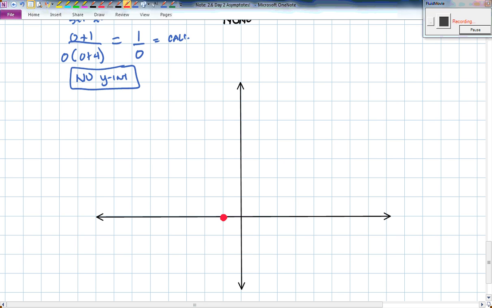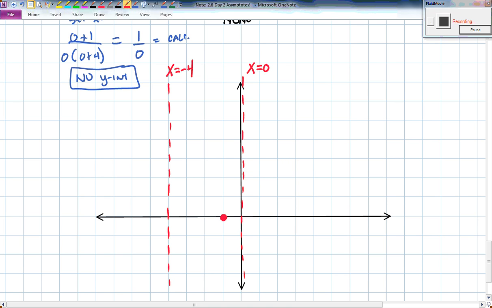All right, next thing. Where's the y-intercepts? Nope. We do not have any y-intercepts. We're good to go. Where are the vertical asymptotes? 0 and negative 4. So at 0, I'm going to put a vertical asymptote here, and at negative 4, I'm going to put a vertical asymptote here. And I'm going to label those. This is the line x equals 0. This is the line x equals negative 4. Please label those.